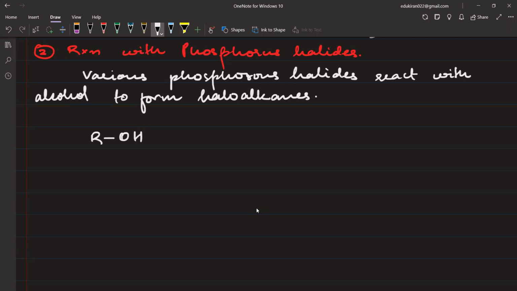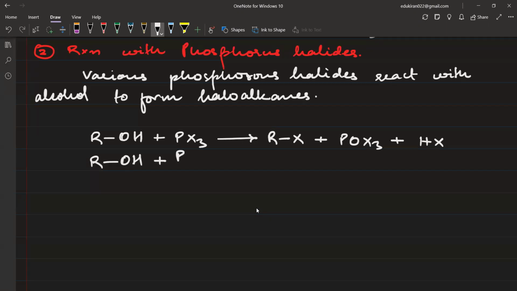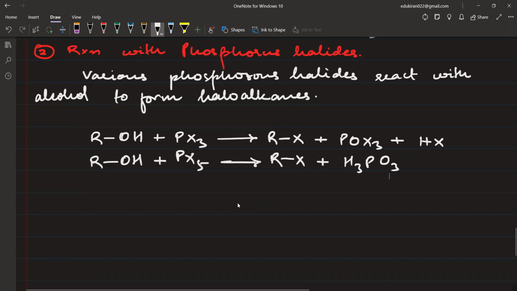Now there are two types of phosphorus halide. There is phosphorus trihalide. It will give you haloalkane plus POCl3, or POX3 in general, plus it will give you HX. And if you have alcohols that react with pentahalide PX5, then it is going to give you first of all haloalkane as it is, and then it is going to give you H3PO3, right? Okay, phosphoric acid.